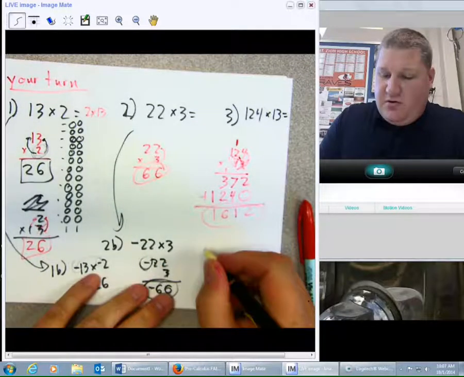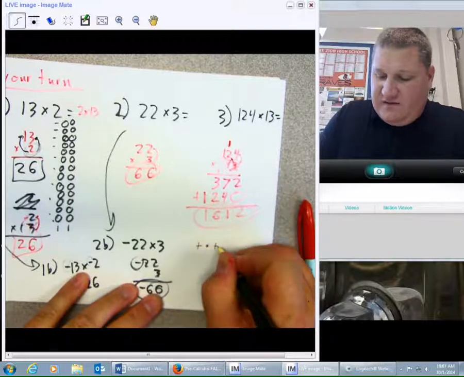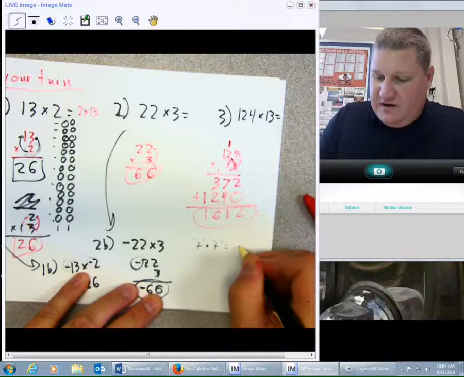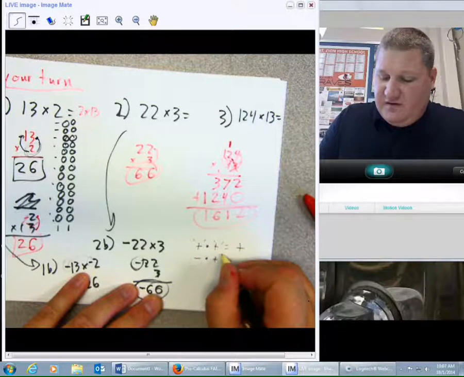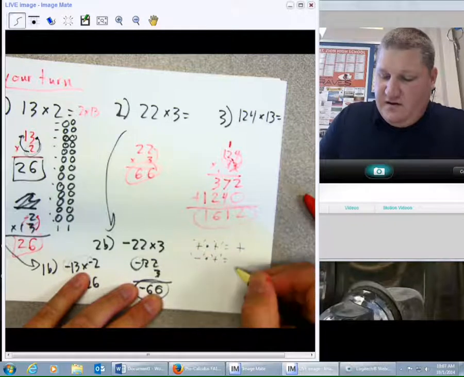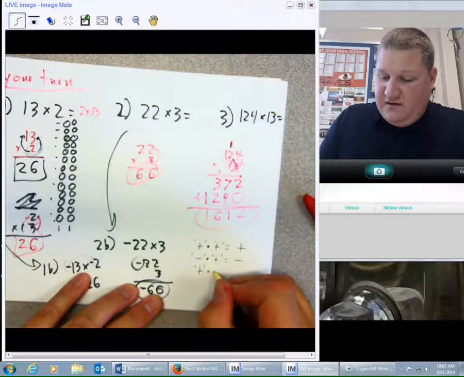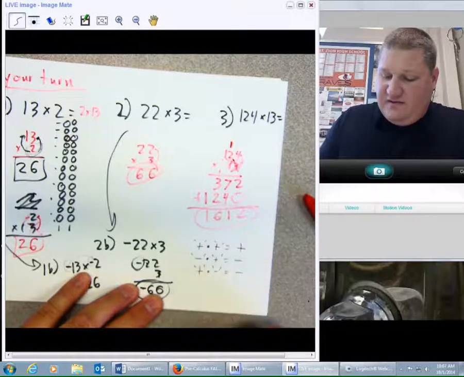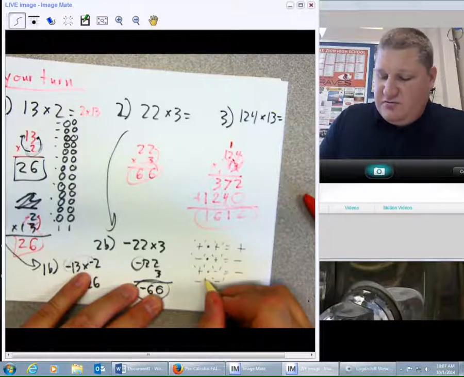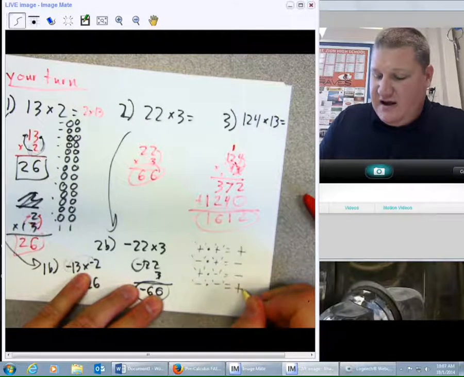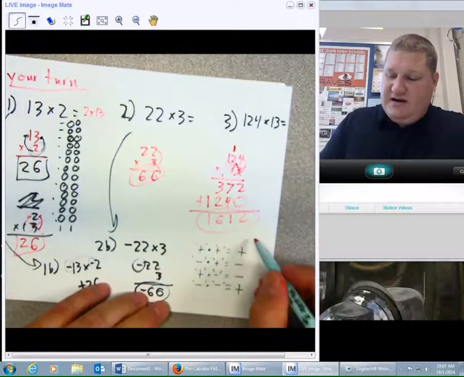So, in review, if I have a positive times a positive, the answer is going to be positive. If I have a negative times a positive, the answer is going to be a negative. Now, by the way, it works in reverse. Positive times a negative, that's negative. And if I have a negative times a negative, well, those two negatives are going to cancel each other out and make a positive. This works in multiplication. It does not work in addition.